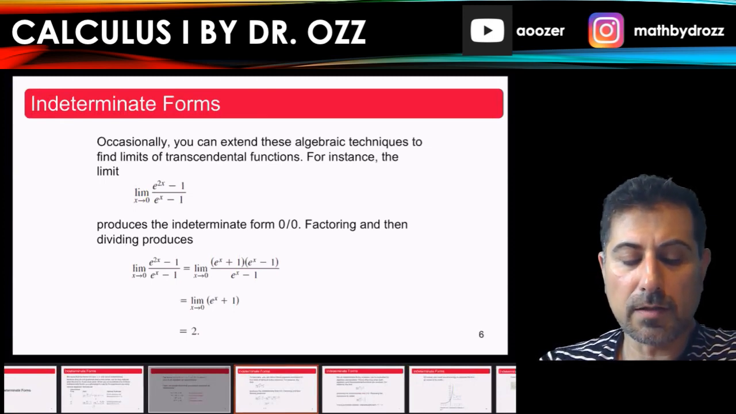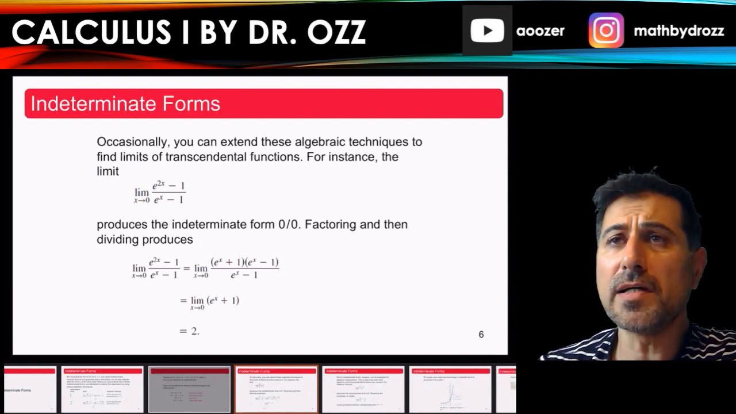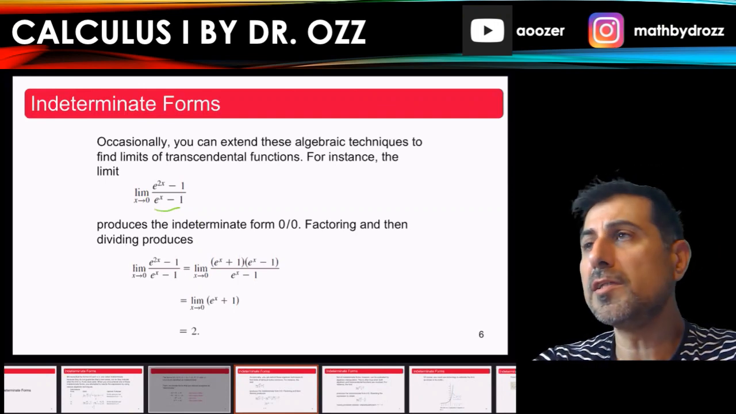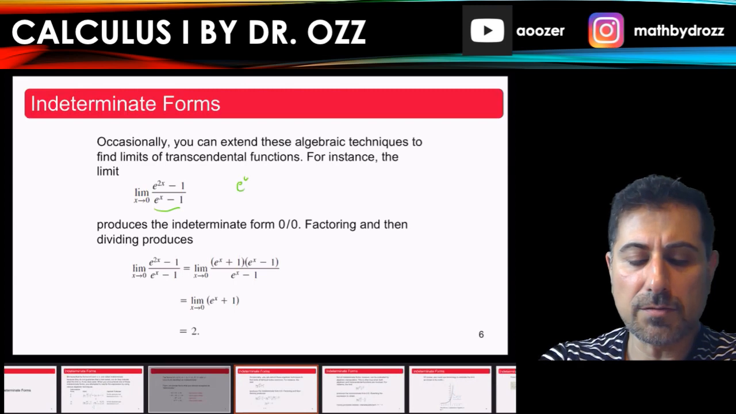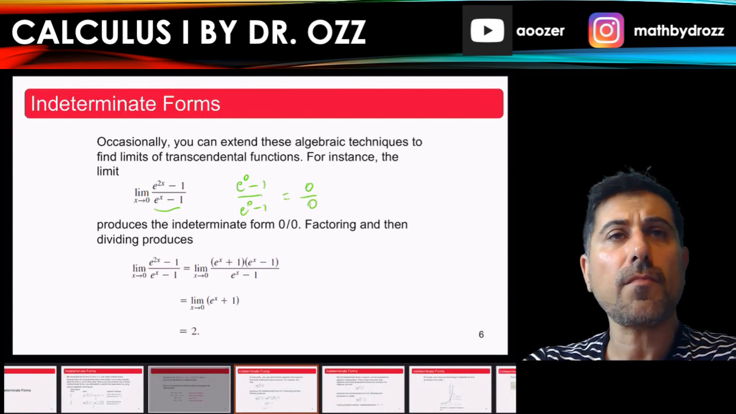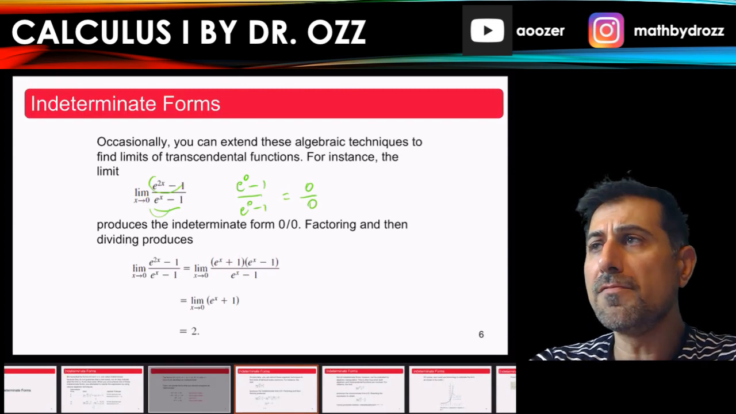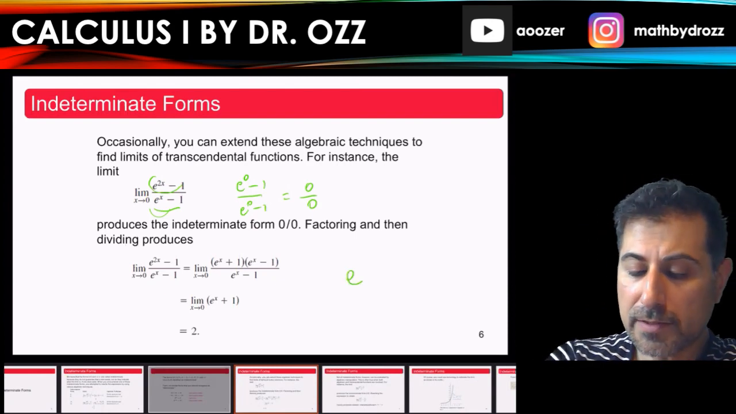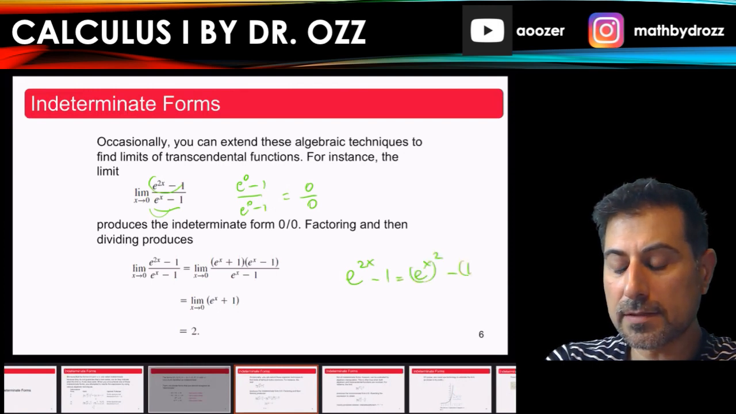You can also use the same algebraic techniques for transcendental functions. For example, if you're looking at this limit, e to the 2x minus 1 divided by e to the x minus 1, when you pass the limit, it's going to be e to the 0 minus 1 over e to the 0 minus 1, that's going to take you to 0 over 0. Well, these are not polynomials, but it doesn't mean that you can't factor them. In fact, e to the 2x minus 1 is a difference of squares. So I can rewrite e to the 2x minus 1 as e to the x squared minus 1 squared.